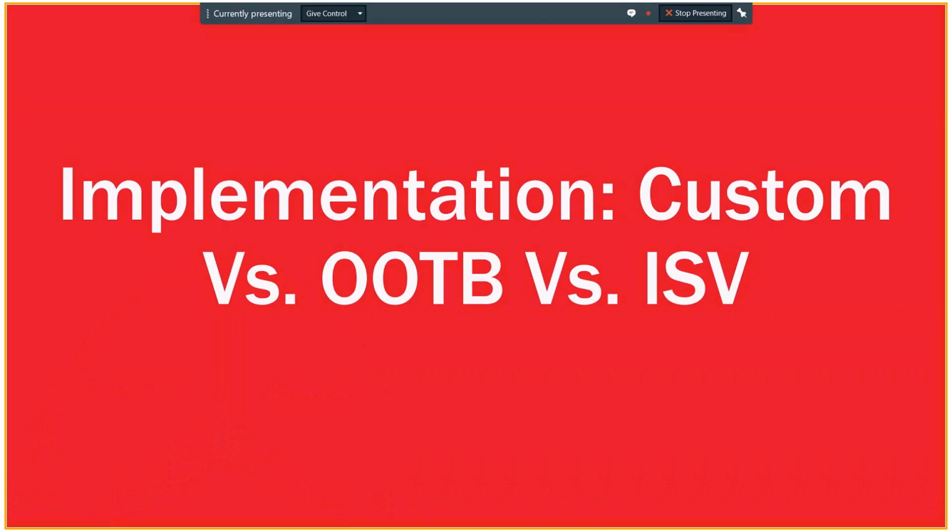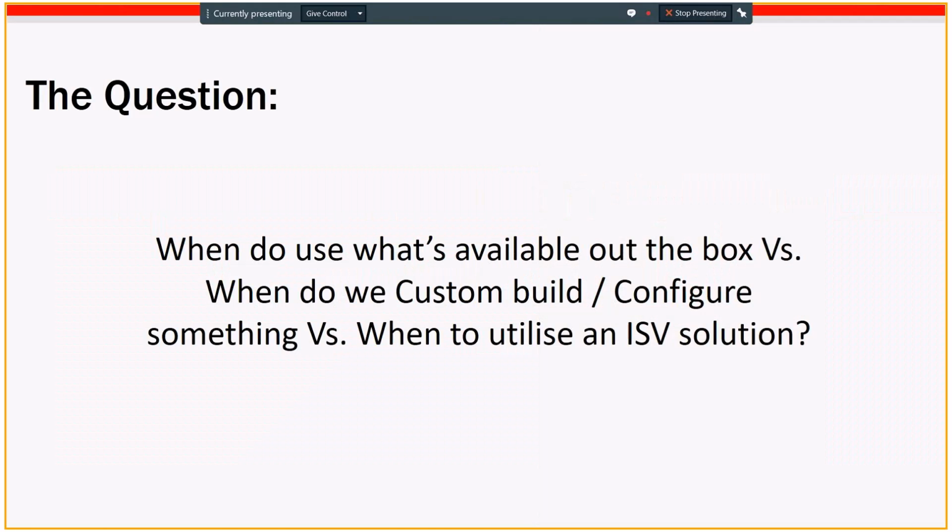So one of the big questions that I always come up against from an implementation point of view is, when do we use what's available out of the box, versus when do we build or configure, versus when do we utilize an ISV solution? Essentially, it comes down to this: do we build, or do we utilize what's out of the box and extend that slightly, or do we plug in an ISV solution that really builds out what Dynamics 365 can do?